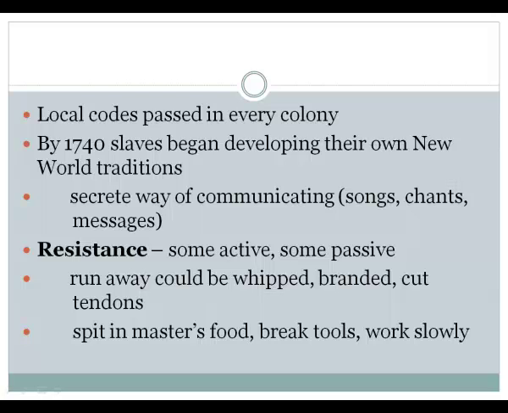But passive resistance was much more common. Something as simple as spitting in the master's food. Now, this is not going to make him sick. He doesn't even know you did it. But you know that that man is eating your spit.